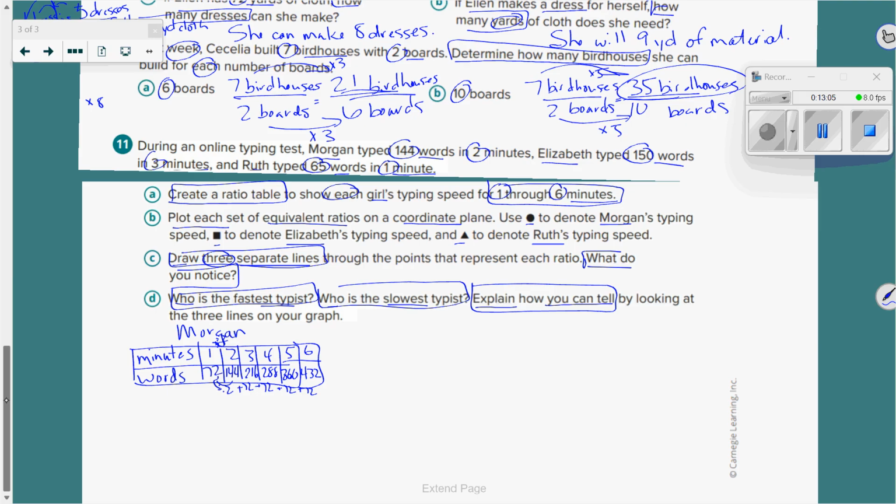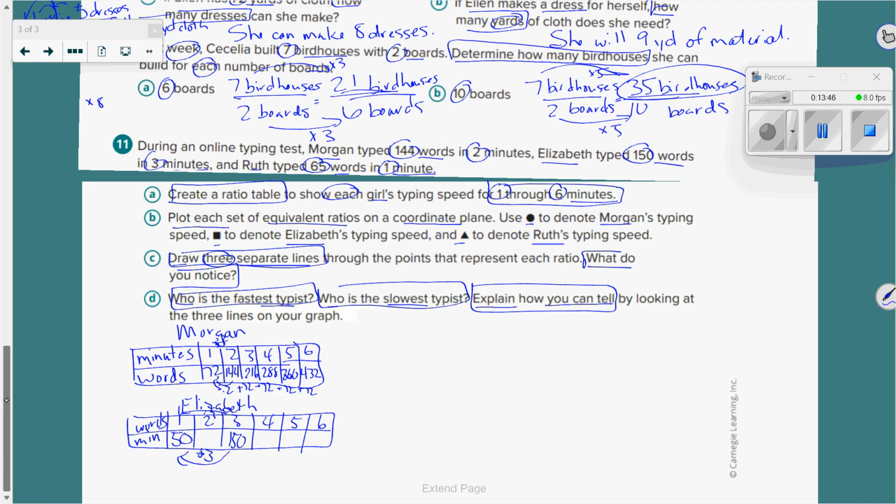Our next table is for Elizabeth. Our setup is exactly the same, we're still comparing minutes and words, and we're doing it for the same interval, 1, 2, 3, 4, 5, 6. They gave us Elizabeth is 150 at 3. So my first entry, 3 and 150, is where I can start. The easiest way from here is to go back to the 1. So I'm going to divide it by 3. It's going to give me 50.